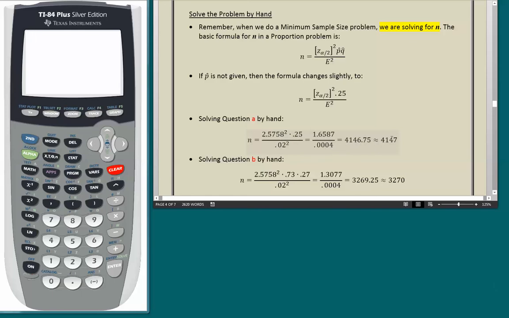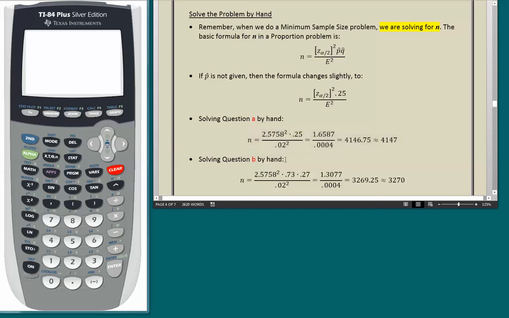This all works out to 4146.75. And there's a rounding rule for whenever you're doing a minimum sample size question. The rounding rule says you always round up to the next whole number, no matter how big your decimal is here. So 4146.75 will go to 4147.